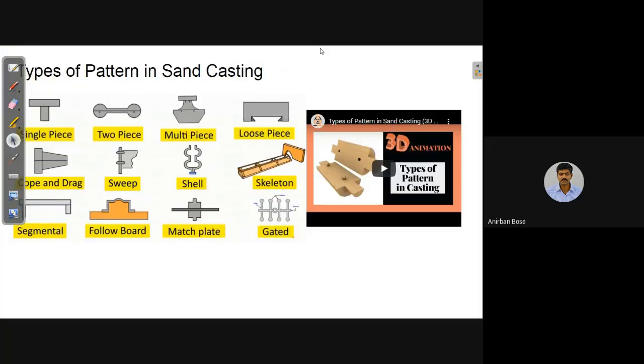In the case of a sand casting process, what are the different kinds of patterns that are produced? It is very important to visualize all these kinds of patterns. So first you see the different kinds of patterns: single piece pattern, two piece pattern, multi piece pattern, loose piece pattern, cope and drag pattern, sweep pattern, shell pattern, skeleton pattern, segmental, follow board, match plate, gated pattern. So let us see through this animated video, so that you can visualize these different kinds of patterns and how they create the mold.